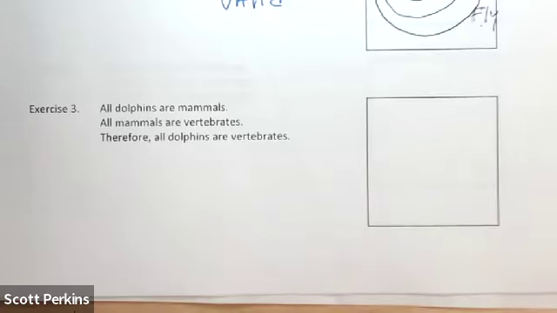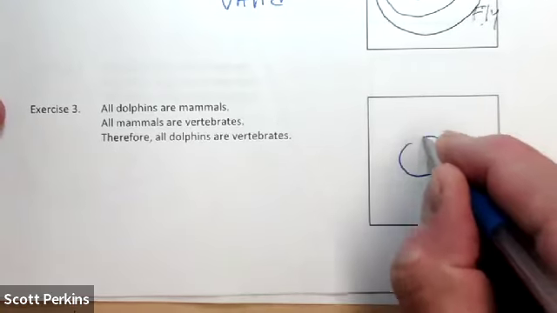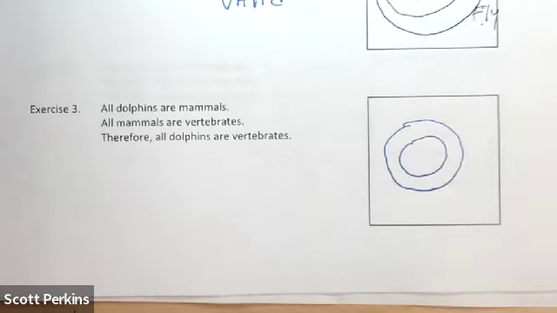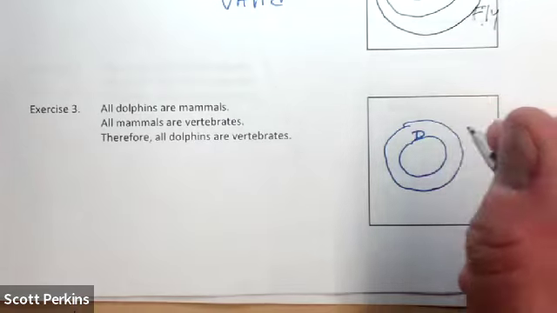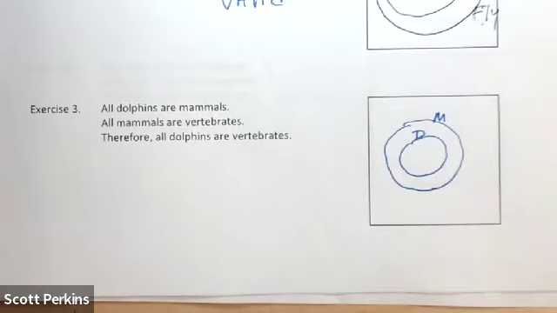All right, so the first statement is all dolphins are mammals. So it's an all statement. So I need one circle inside of the other circle. Which one's the smaller one? Dolphins, yes, great job. All dolphins are mammals. So I'm using D for dolphin, M for mammals. I don't think we'll get confused because the next one starts with a V. So all dolphins are mammals, great.